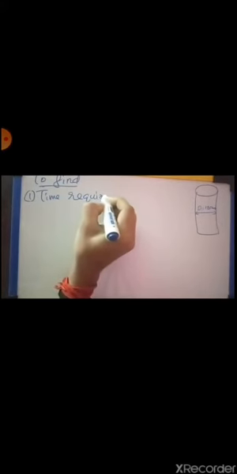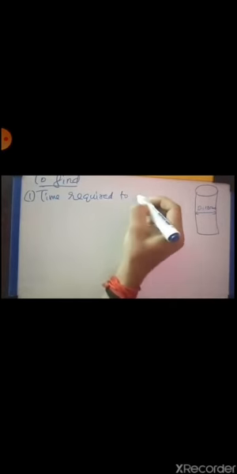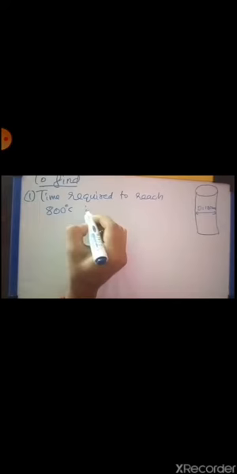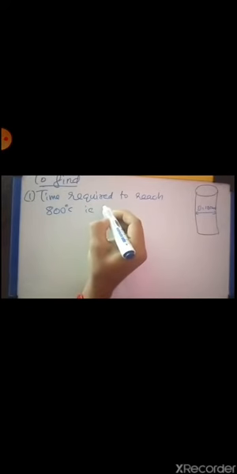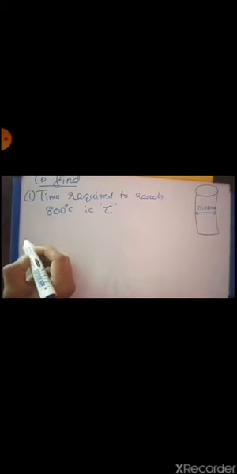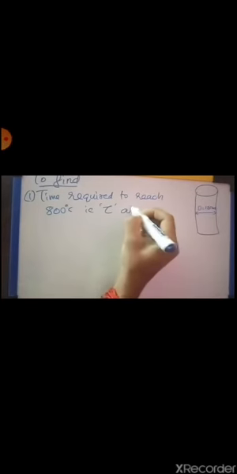And to find, we have to find out two things. The first one is the time required for the axis to reach 800 degrees centigrade. That is, we have to find out tau when T is equal to 800 degrees centigrade, that is T0 is equal to 800 degrees centigrade.